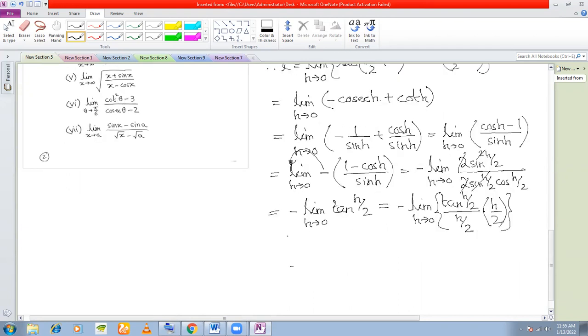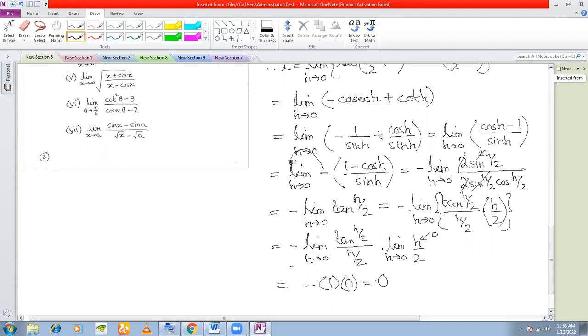So now I can separate the limits. I get minus limit h tends to 0 of tan h by 2 divided by h by 2, into limit h tends to 0 of h by 2. Now limit h tends to 0 of tan h by 2 by h by 2 is a standard limit, so I get this as 1. And here you can put h is equal to 0. So you get minus 1 into 0, which is equal to 0.